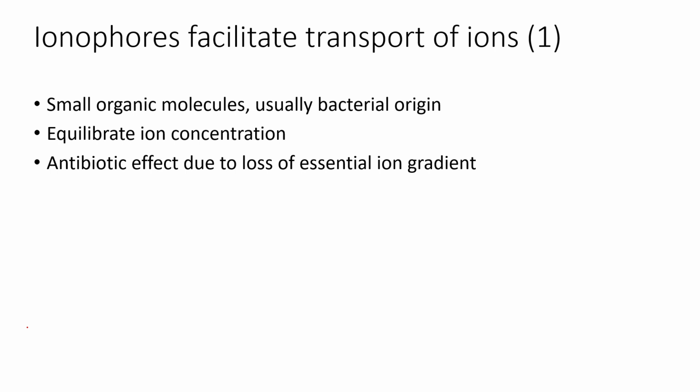Ionophores, like the name suggests, help out with the transport of ions across membranes. So ionophores, they move ions. They are small organic molecules. They resemble proteins, but they are not proteins, and we'll see why in just a little bit. They are generally of bacterial origin, and their general function is to equilibrate ion concentration. So essentially, bacteria can use them as sort of antibiotics.